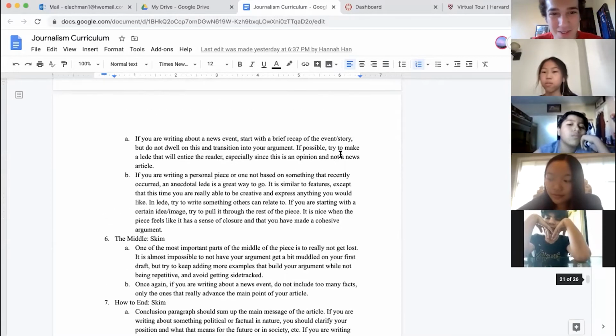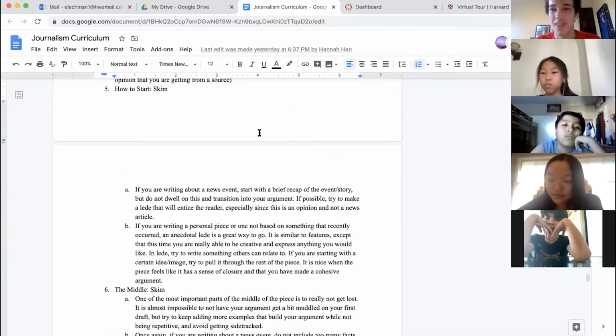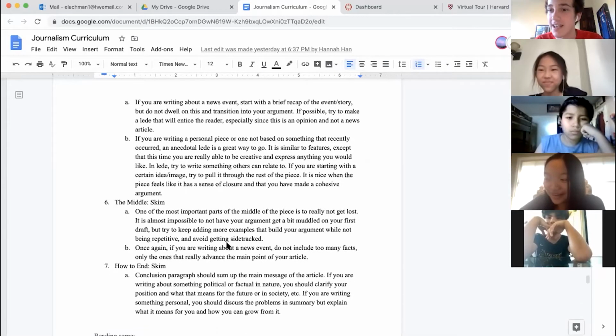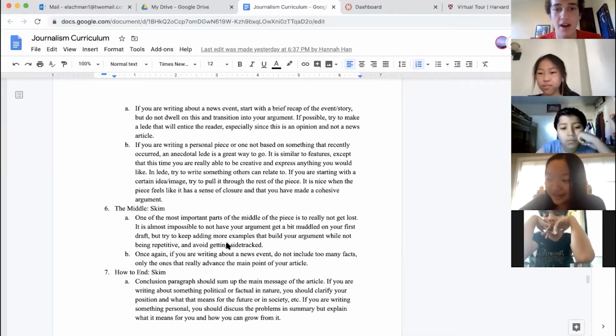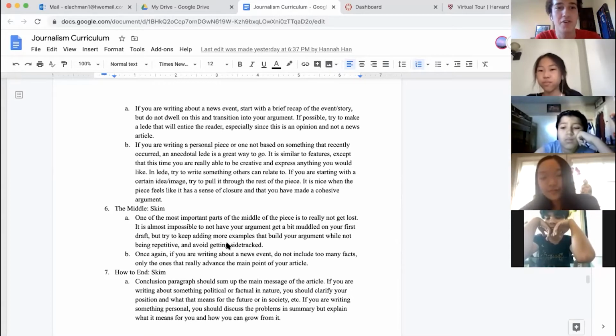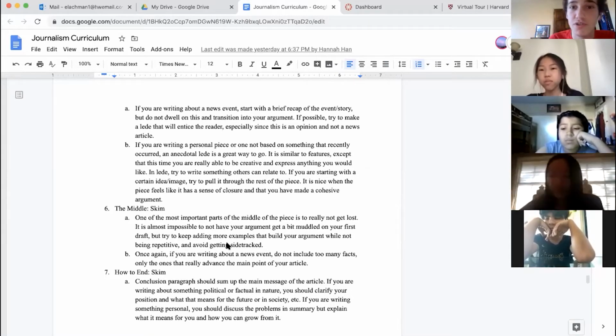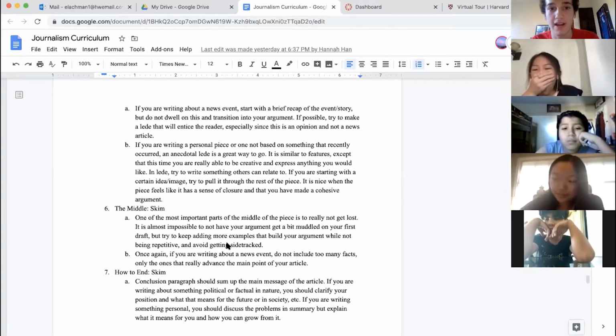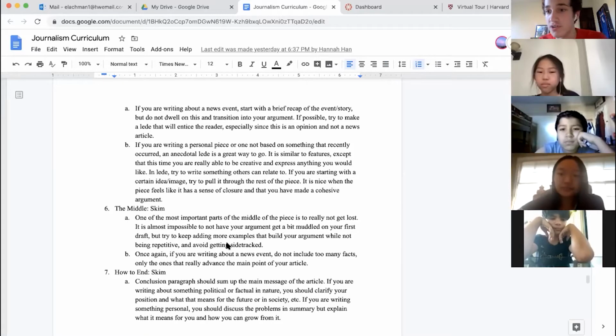And then this is going to be a really quick skim for beginning, middle, and end. So beginning, just like in a news piece or features like we've talked about, you want to have your lead paragraph a little bit. So if it's news, you start with a recap of the story and transition into your argument. But if it's personal, you start with your anecdotal lead.